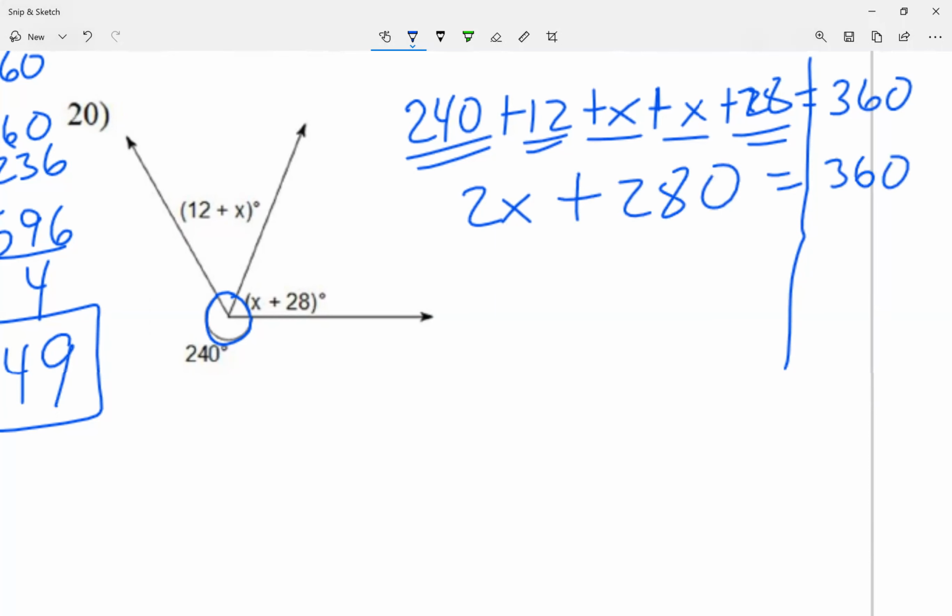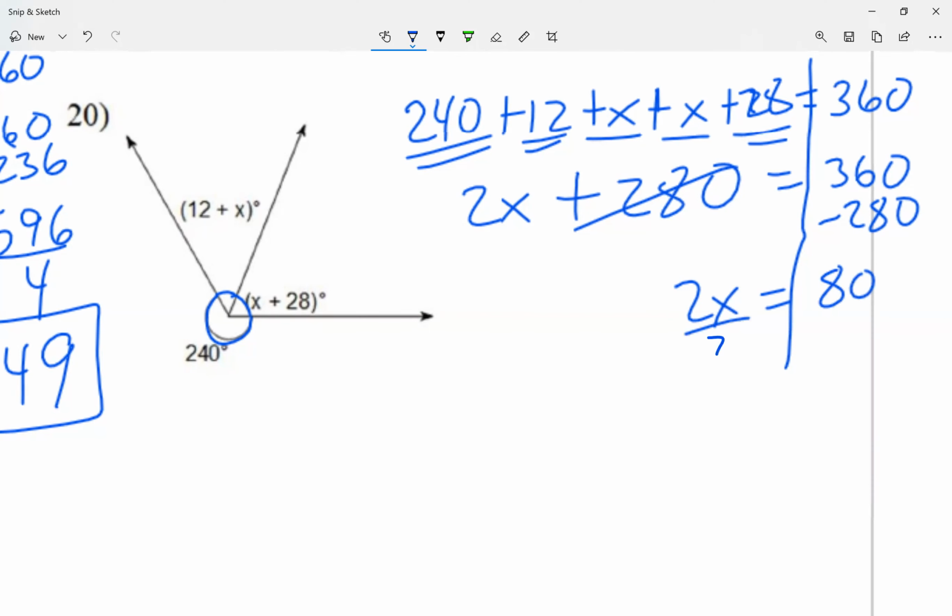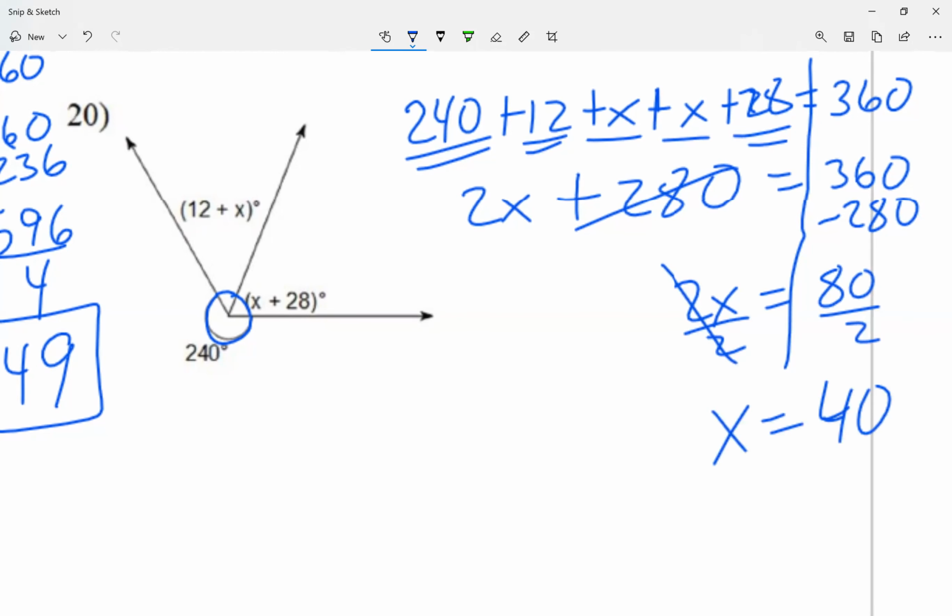Okay, so I want the 2x by itself. So this plus 280, let me move it to the other side as a minus 280. So that gives me the 2x equals 360 minus 280. Use a calculator again if you need to. 360 minus 280 is 80. So I know that 2 times x equals 80. Let me divide both sides by 2. So x equals 80 divided by 2, which is 40. The instructions are find the value of x. Here, x equals 40.